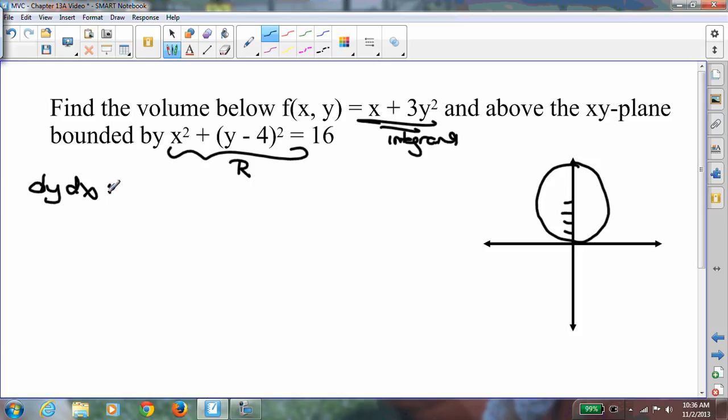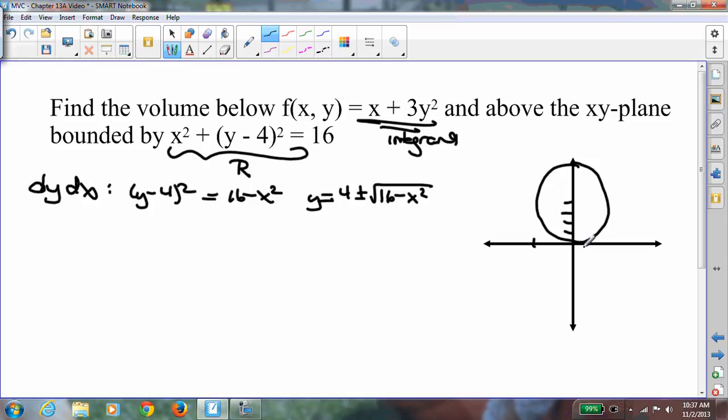Okay, so dy dx means I need to solve for y in my particular equation here. So x squared plus (y minus 4) squared equals 16. Solving for y, I'm going to have (y minus 4) squared equals 16 minus x squared, which means y is going to equal 4 plus or minus the square root of 16 minus x squared. And that's to represent the top and bottom of the curve.